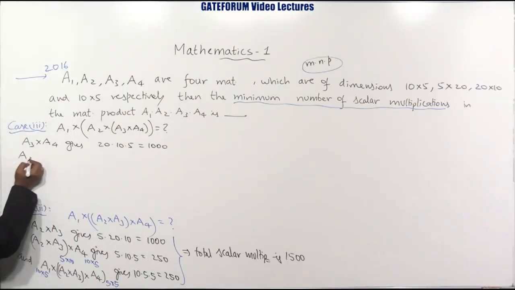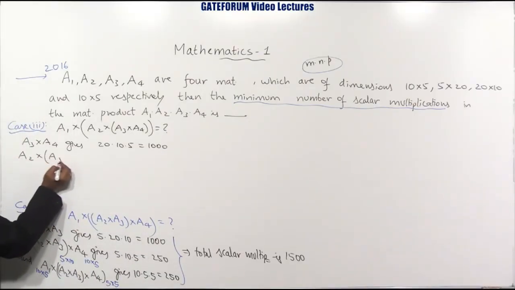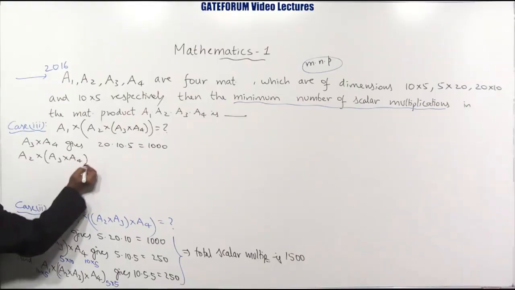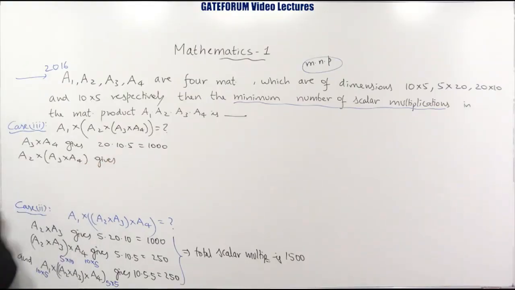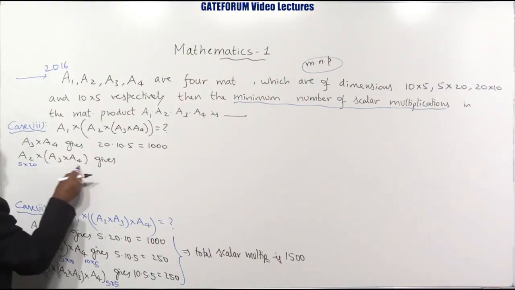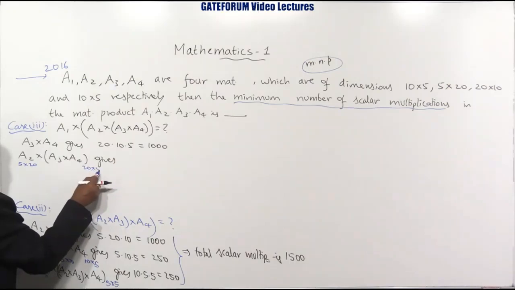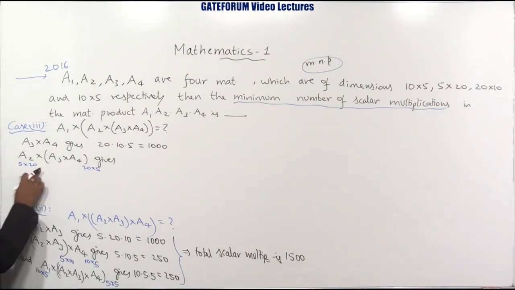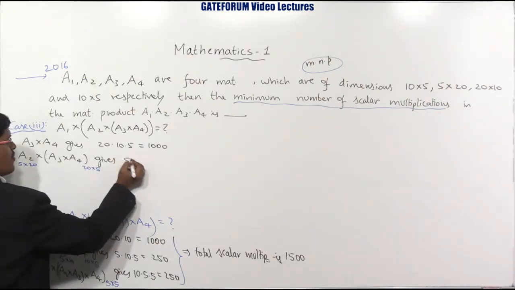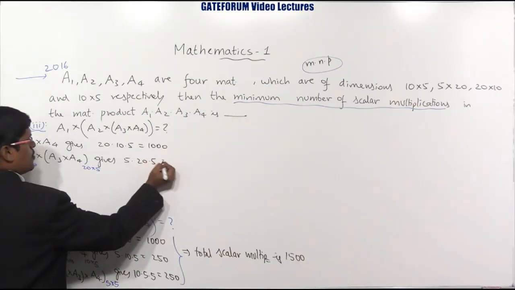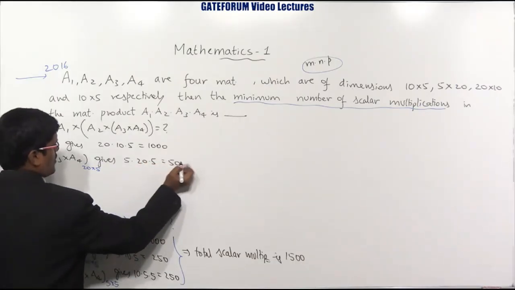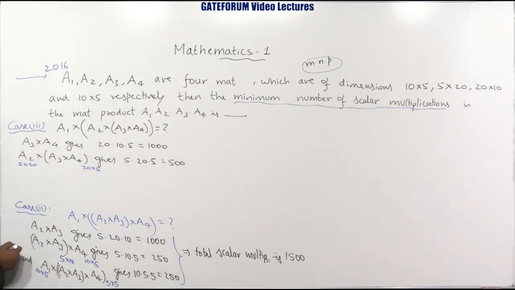Next, A2 into A3 into A4 gives A2 order 5 into 20, A3 into A4 order 20 into 5. So M into N into P gives 5 into 20 into 5. That is 500 scalar multiplications.